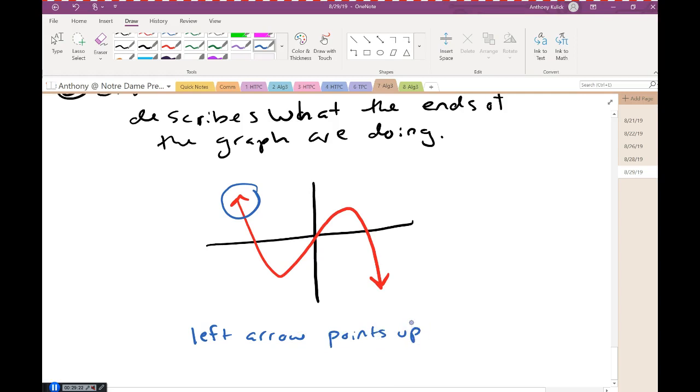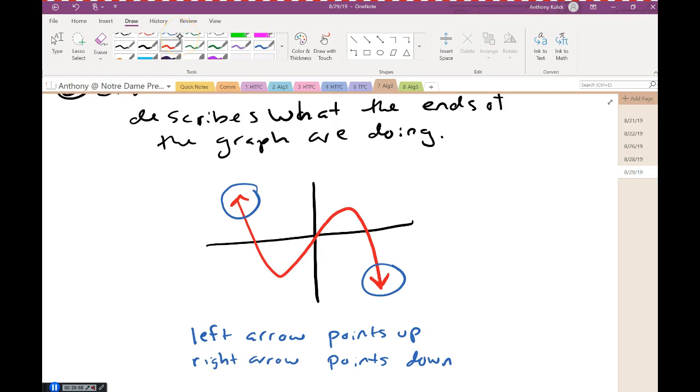Okay. And then for this one, we would say the right arrow points down. Everybody agree with that? Okay. End behavior is that easy. The only catch is when we write our end behaviors, we don't like to write it in words. We want to write it in symbols. So it's just going to be a question of understanding the symbols that we use to do this.